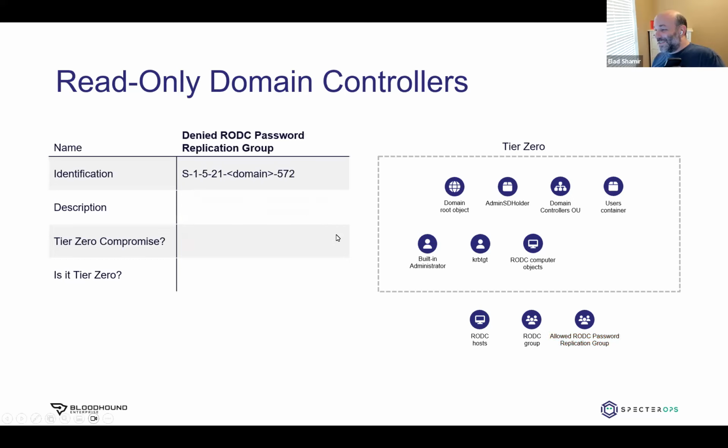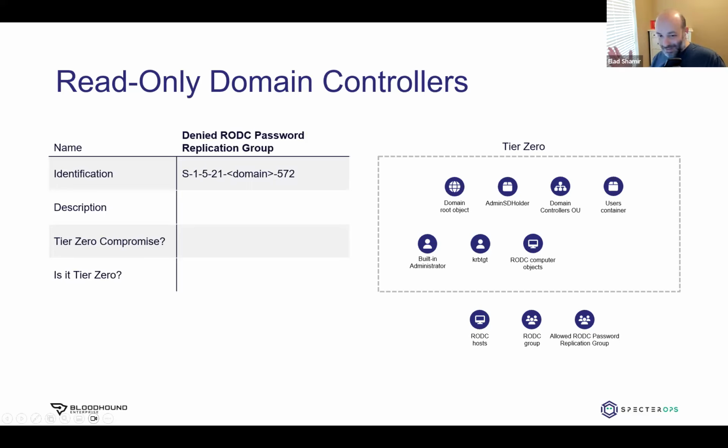The next object is, okay, let's see. There's a question here: if you control both the allowed RODC password replication group and the denied RODC password replication group, can't you then control a tier 0 account? So I'll explain what the denied RODC password replication group is to everyone, and then I'll answer that question.